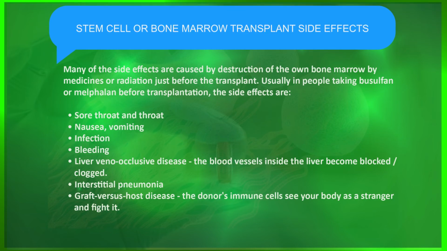Stem cell or bone marrow transplant side effects. Many of the side effects are caused by destruction of the body's own bone marrow by medicines or radiation just before the transplant. Usually in people taking busulfan or melphalan before transplantation, the side effects are sore mouth and throat, nausea, vomiting, infection, bleeding. Liver veno-occlusive disease, where the blood vessels inside the liver become blocked, clogged. Interstitial pneumonia. Graft versus host disease, where the donor's immune cells see your body as a stranger and fight it.